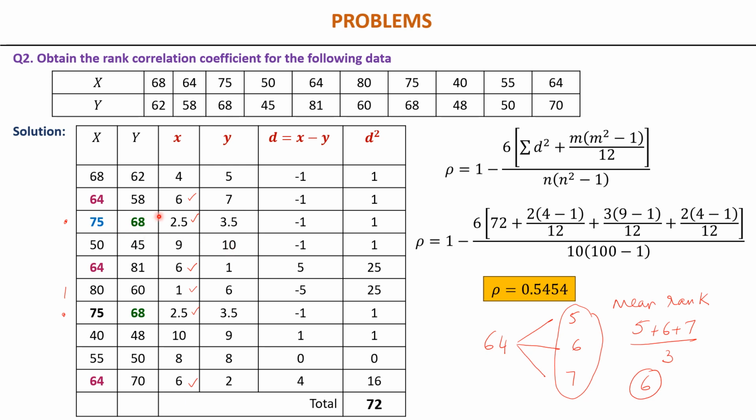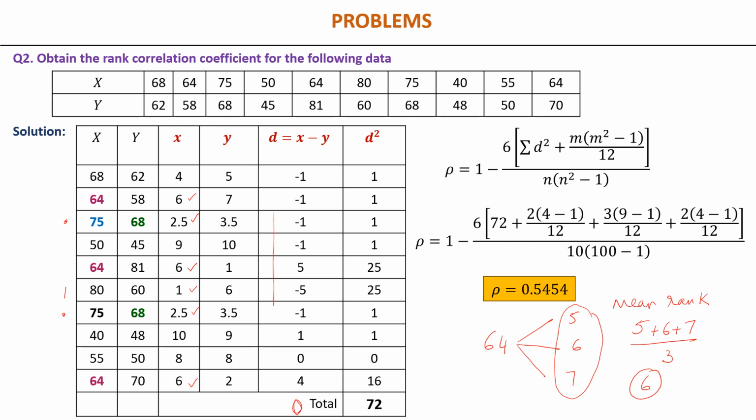So we see that the mark 64 is repeating thrice, 75 is repeating twice, and 68 is repeating twice in both X and Y. Then we have calculated the difference of the ranks as we did in the previous problem. Once the ranks are ready, the problem becomes easy. Again, the check here is that the sigma d value should become 0.